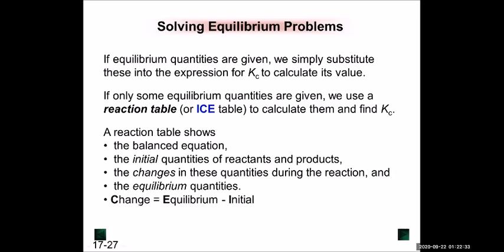And change, in physical science, delta, which is change, always uses the final minus initial. And for equilibrium, the final is the equilibrium state. It is when the reaction reaches the point where the forward reaction rate equals the reverse reaction rate. And change equals equilibrium, or the final, minus initial. And so that's what the reaction table looks like.